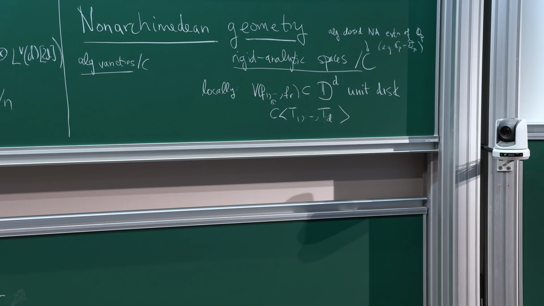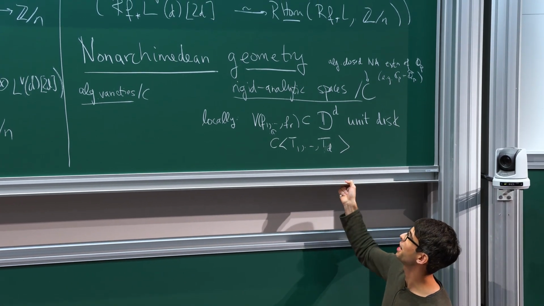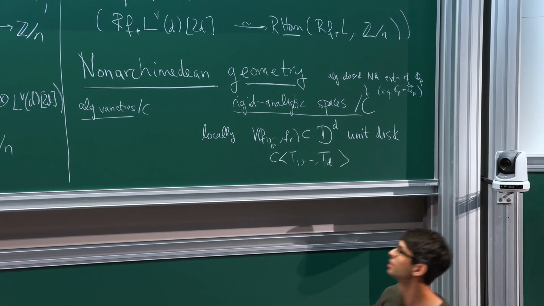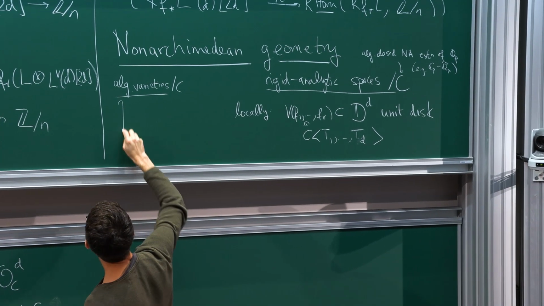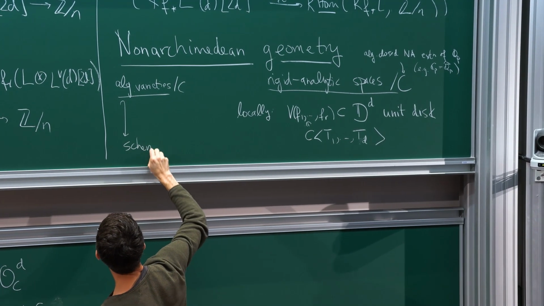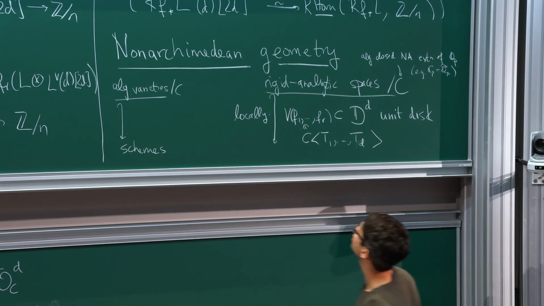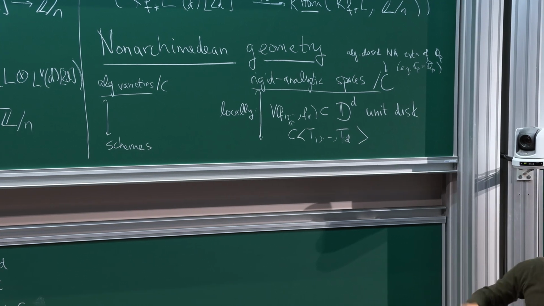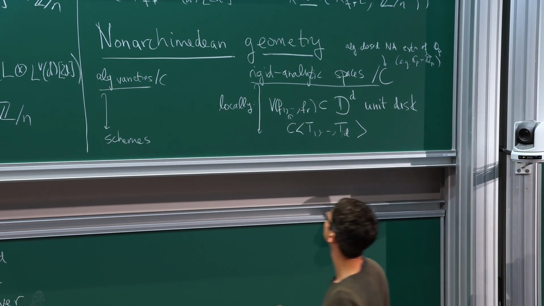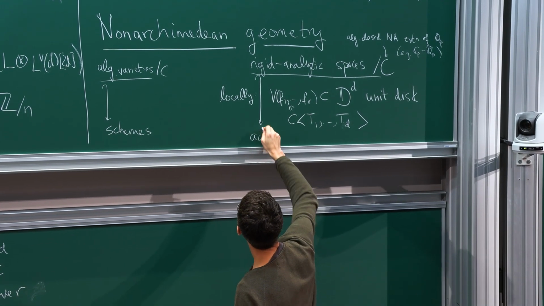Okay. So in my talk, I actually want to think about rigid-analytic spaces in a slightly different way. For algebraic varieties, it's often very useful to think of them inside of schemes. And in the same way, there is a fully faithful embedding of these rigid-analytic spaces, at least for quasi-separated ones, into the category of adic spaces.